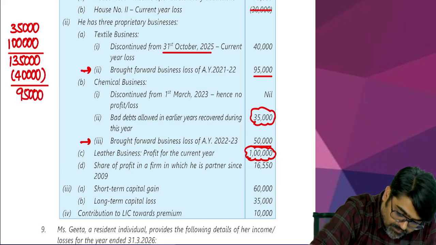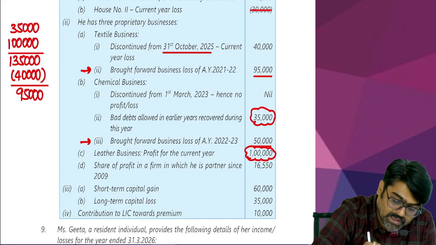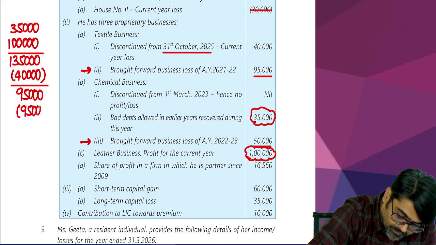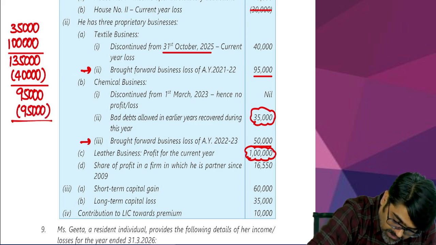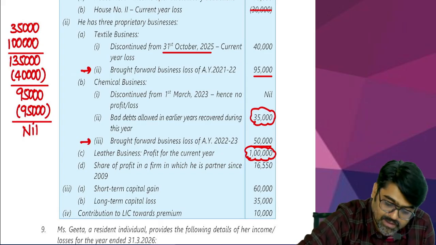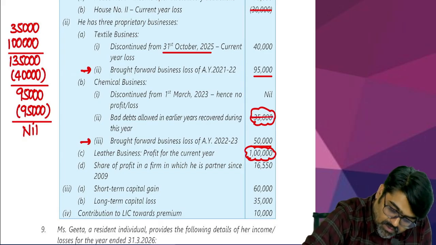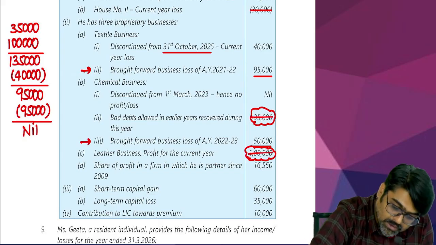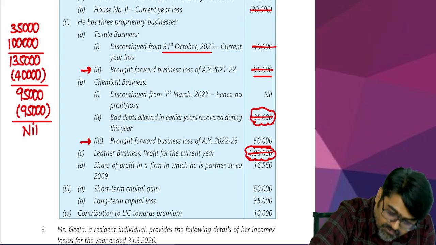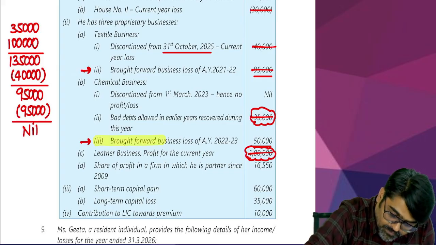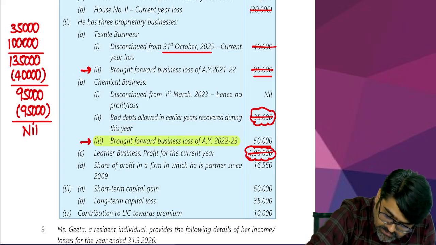95,000. Out of this 95, first you set off the loss of textile business or loss of chemical business. And fortunately that loss is 95 only. See, understanding? So how much income is remaining? Now there is no business income remaining, sir. So can I say this 35 will go, this 1 lakh will also go, this 40 will also go, this 95 will also go, but this 50,000 is still remaining, sir. This 50,000 is still remaining.